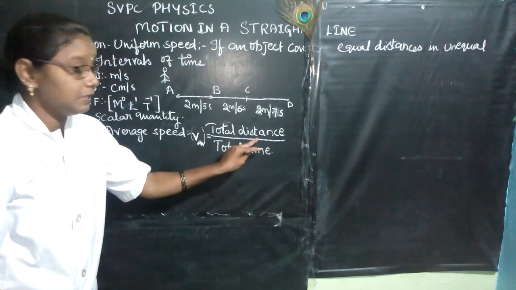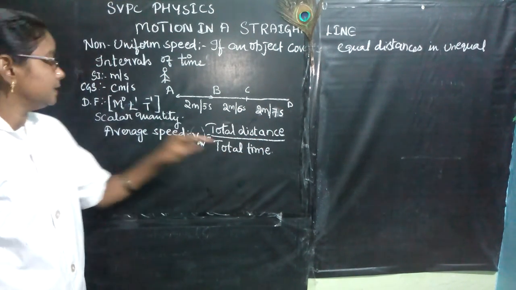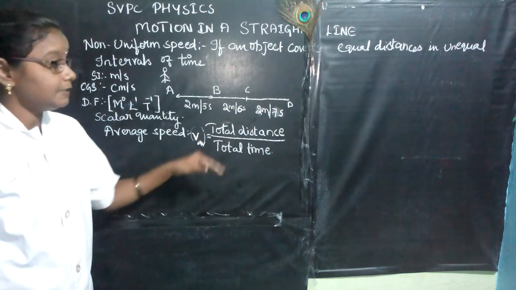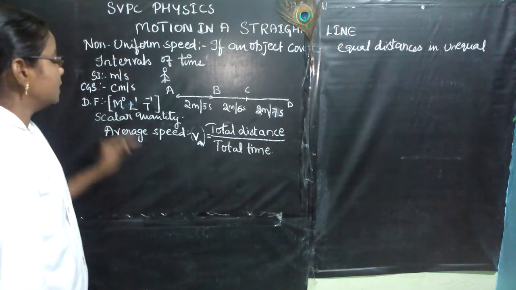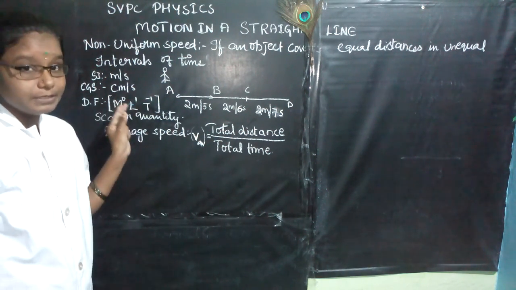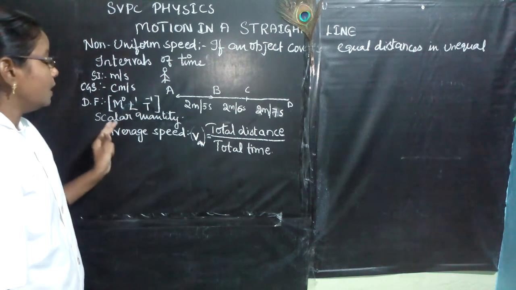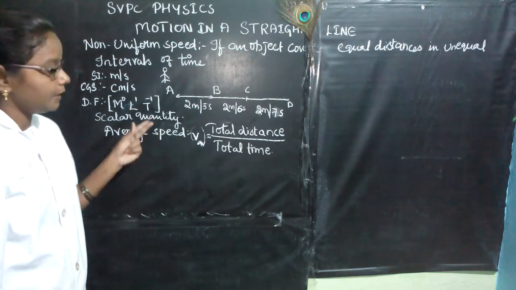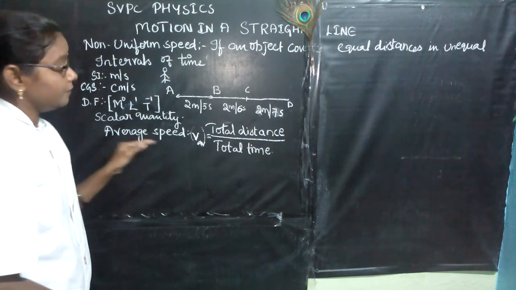Distance is measured in meter, time is measured in second, and its CGS unit is centimeter per second, and the dimensions are M^0 L^1 T^-1, and it is a scalar quantity, same as that of speed, average speed.